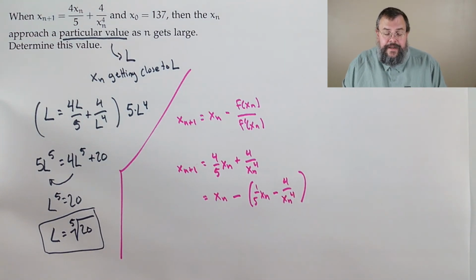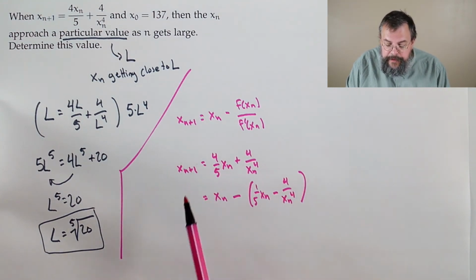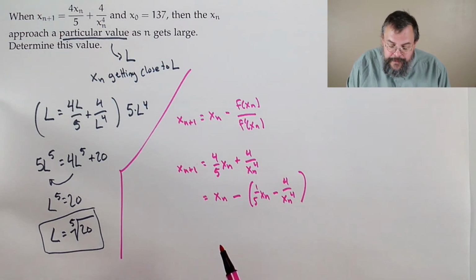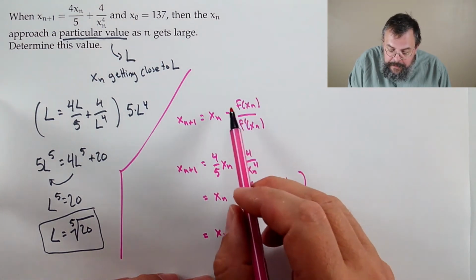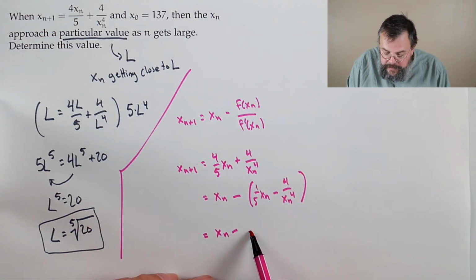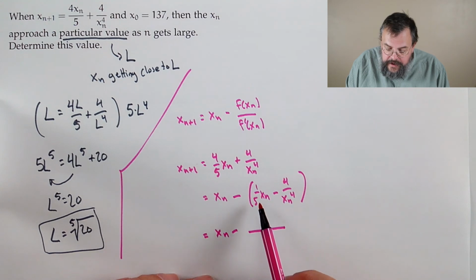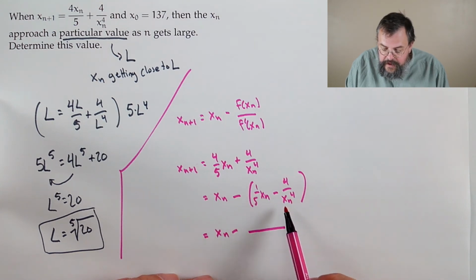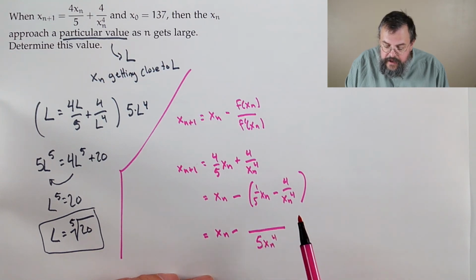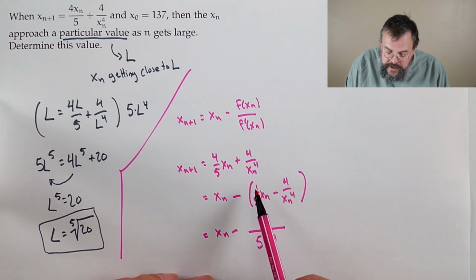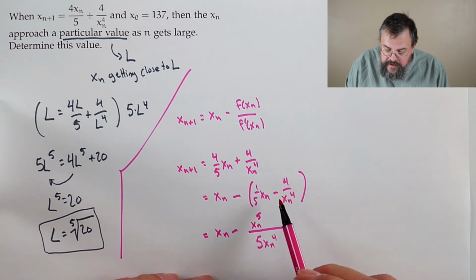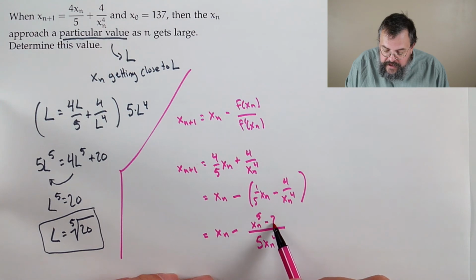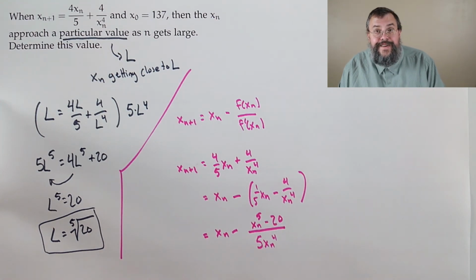Okay, so now we say, aha, our expression can be written in this form. But let's clean that up, because I really want whatever I'm subtracting to be a fraction. So I want to get a common denominator. Here the denominator is 5. Here it's xn to the 4th. So 5xn to the 4th. Now, in the first term, I have to multiply by xn to the 4th, so that would be xn to the 5th. The second term, I have to multiply by 5, giving minus 20.